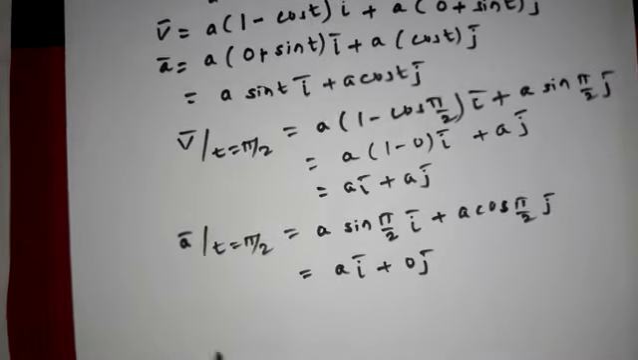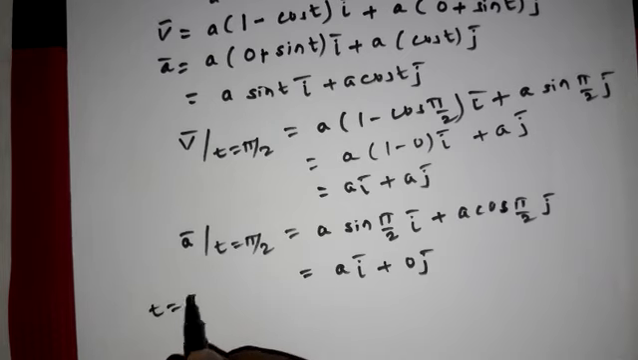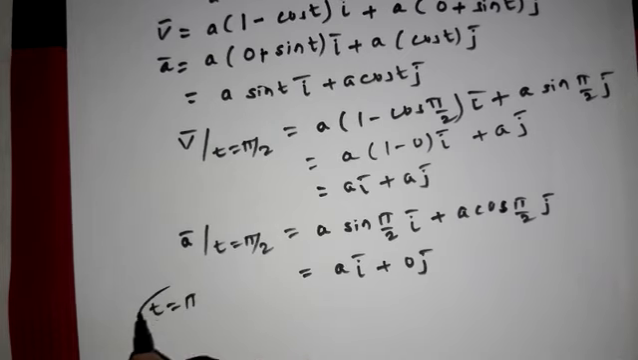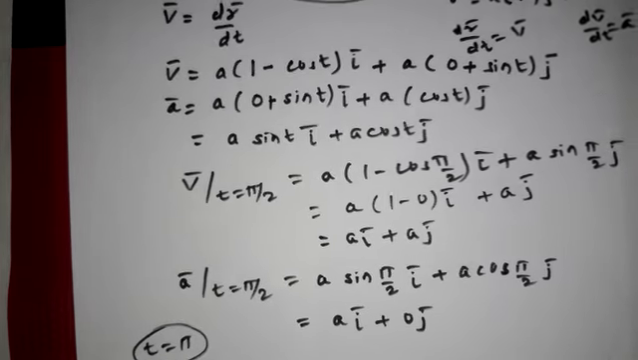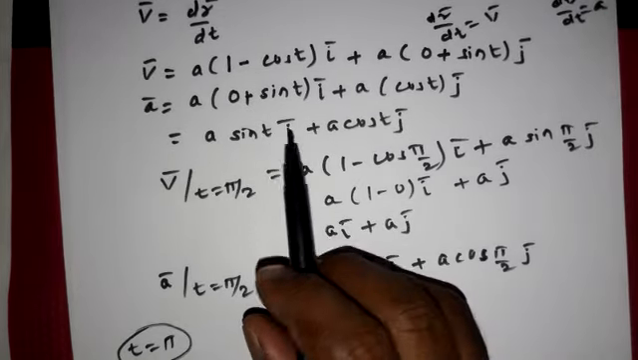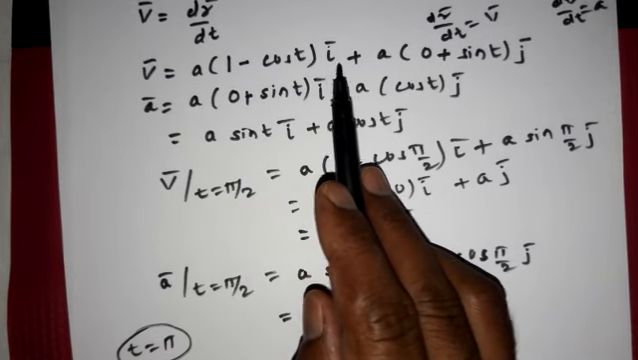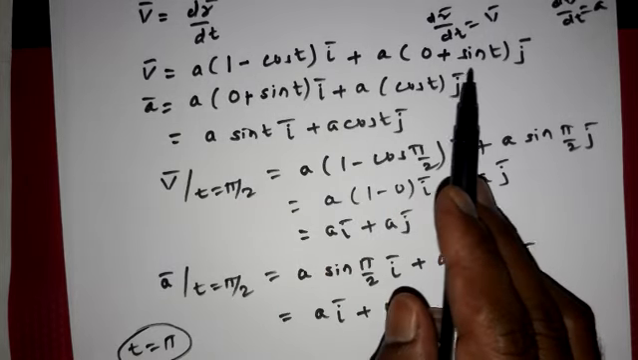Suppose one more point, at t equal to pi. If I ask to find at t equal to pi, then in the same way we take v bar at t equal to pi, the velocity vector at t equal to pi. So here again I have to see the velocity vector: a(1 minus cos t) i bar plus a sin t j bar.